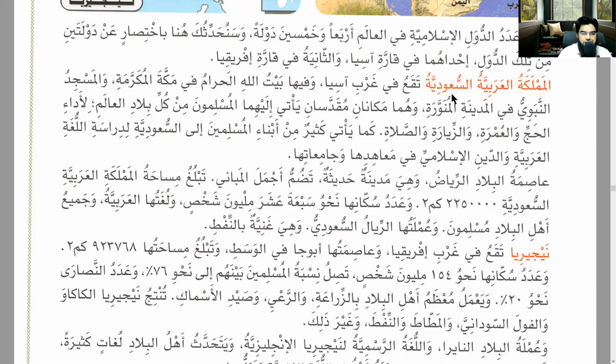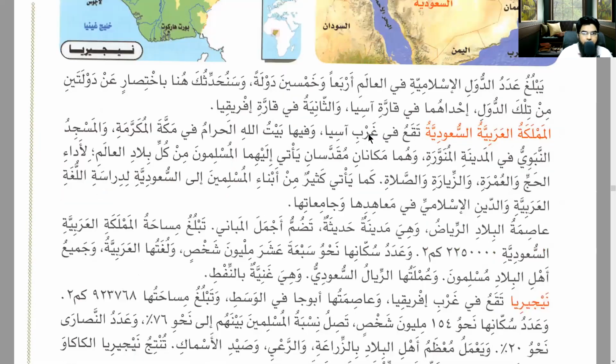المملكة العربية السعودية. The first is Saudiya or Saudiya, both are fine. The kingdom of Saudi Arabia. تقع في غرب آسيا. It is situated. وقع يقع is to fall, occur. واقع, إذا وقعت الواقع. When it speaks about locations, it means located, placed, situated. تقع في غرب آسيا. It is situated in the west of Asia. Right? West of Asia. غرب.